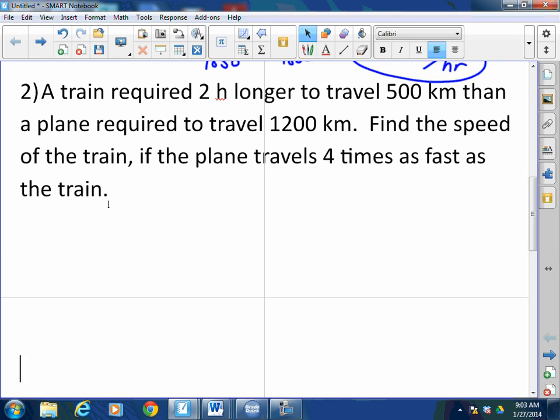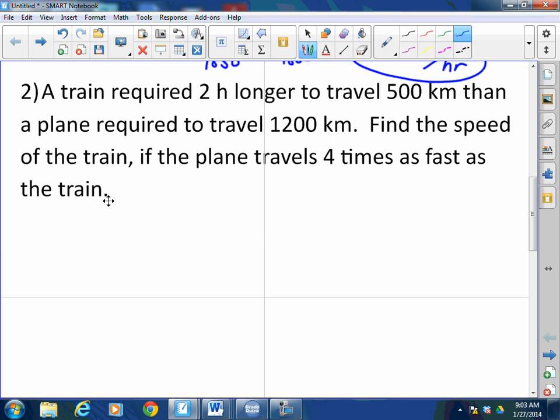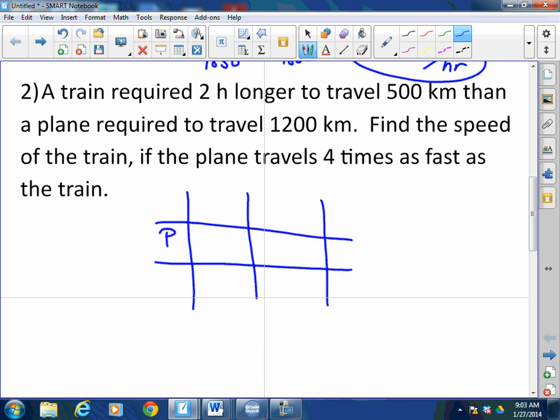All right. So a train required 2 hours longer to travel 500 kilometers than a plane required to travel 1,200 kilometers. So right now, we've got a plane and a train. And the train required 2 hours longer to travel 500 kilometers than the plane to travel 1,200 kilometers. Okay, but how do we figure that out? The train required 2 hours longer. Do we know how long?